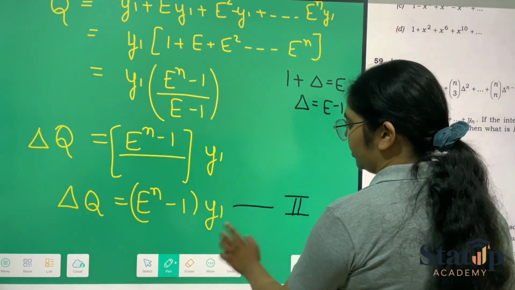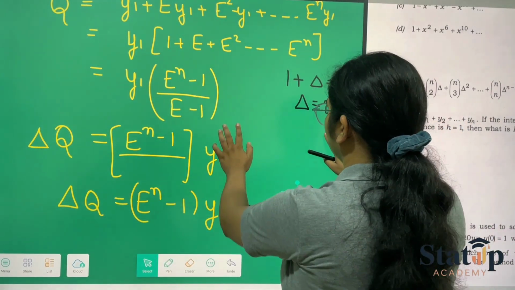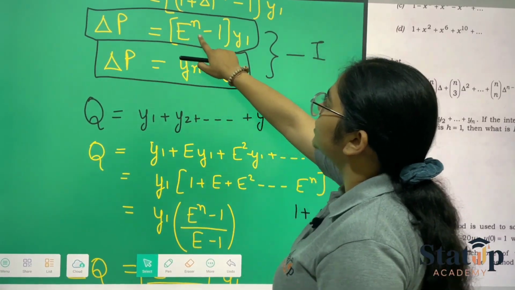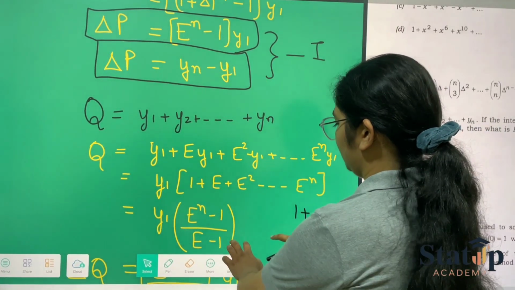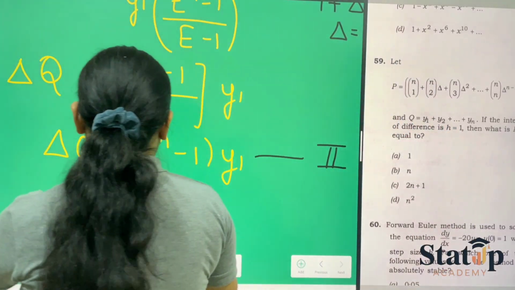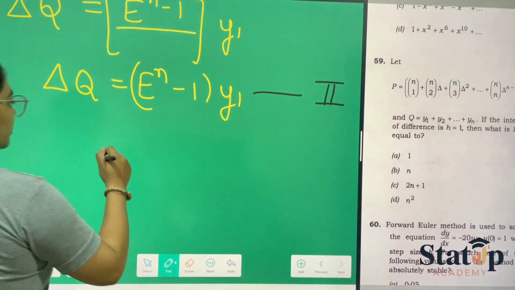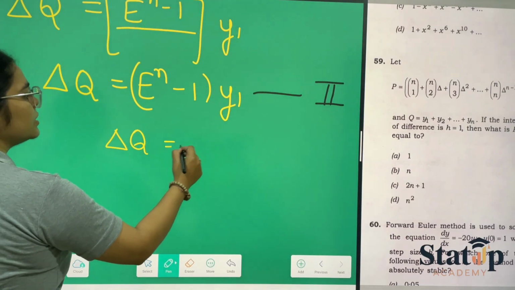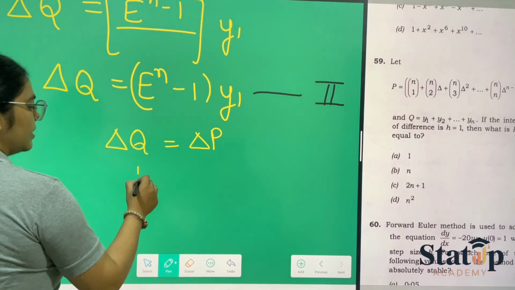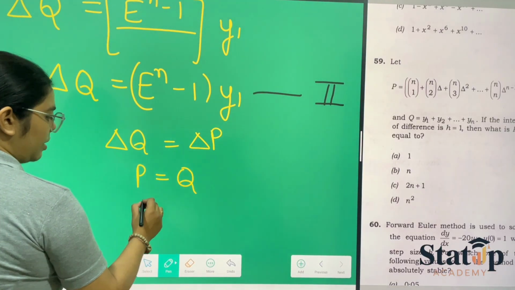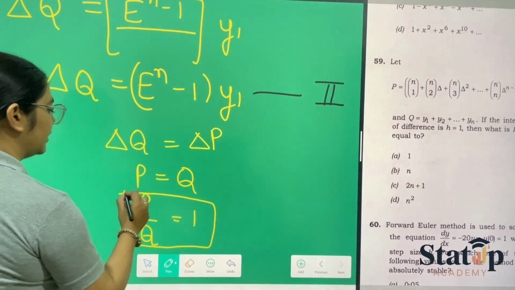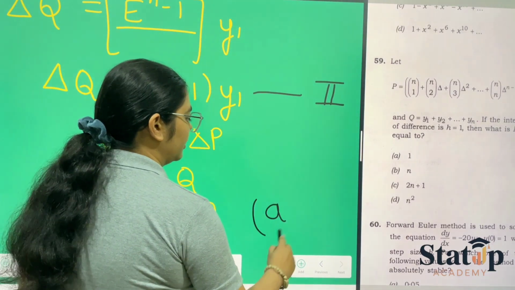And if we see here clearly, delta p is e raised to the power n minus 1 y1. These are both equal, equation 1 and equation 2. So we can write it as delta q is equal to delta p, right? And we all can write it as p is equal to q. P upon q is equal to 1, which is our final answer, which is our option number A.